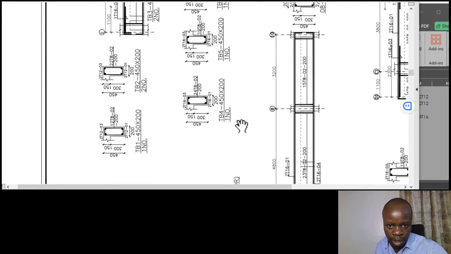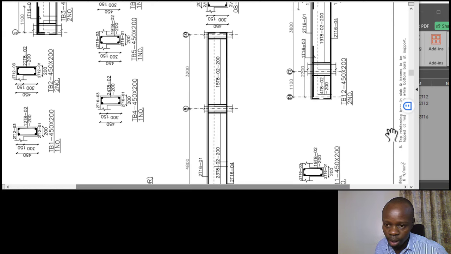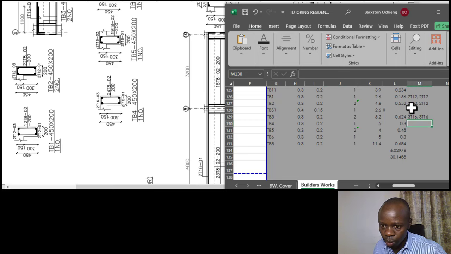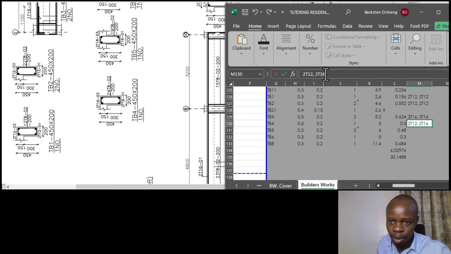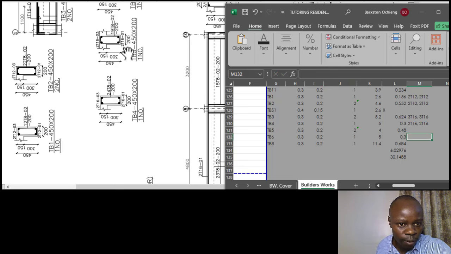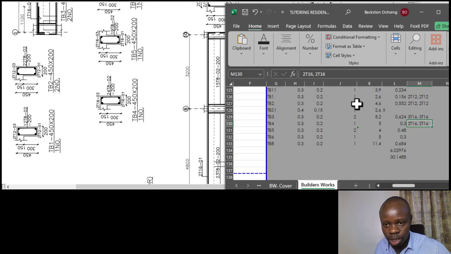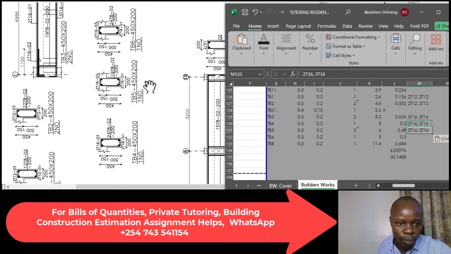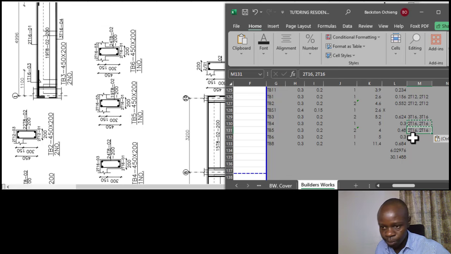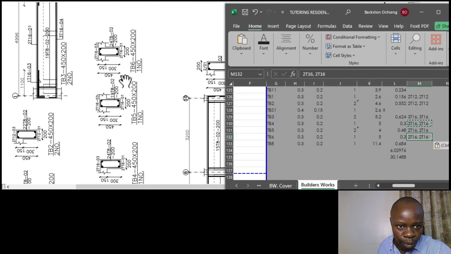The next set of beam is TB4, 2T16, 2T16. Yes, TB4. We just copy this here. So it's 2T16, and this is also 2T16. Then we go to TB5. The same thing, 2T16, 2T16. We copy that, and TB5 is here. We copy it here, 2T16 and 2T16 at the top and the bottom. TB6 is here, the same. We also do it there. Alright, then we carry on.